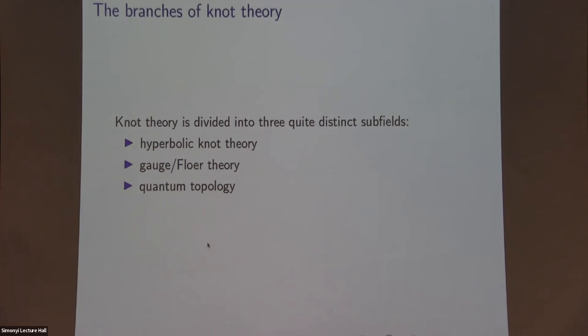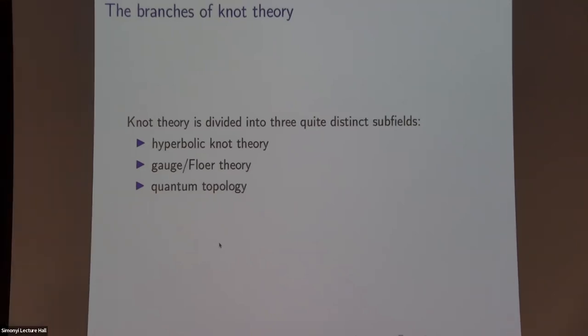So as Andras said, one of the things that many knot theorists are interested in is you have a knot sitting inside three space, but you view three space as the boundary of R4 plus. And you consider surfaces sitting inside R4 plus. And this branch of knot theory provides a lot of information about such surfaces.